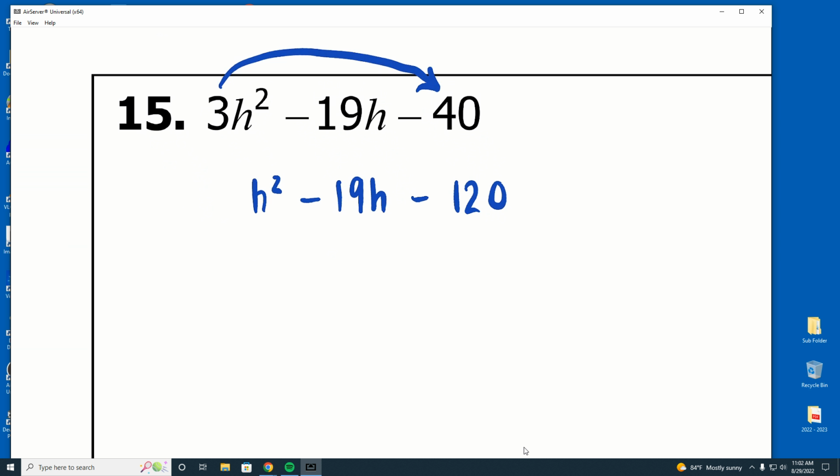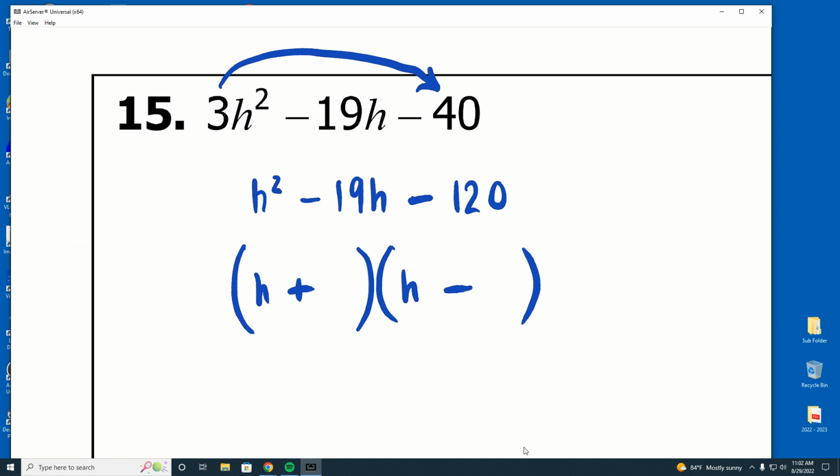Now we can do an easy factor. What times what gives me h squared? H times h. What times what gives me a negative? A plus and a minus. So we're looking for the two numbers that do what? Multiply to get negative 120, but have a difference of 19. Right? Multiply to get 120, have a difference of 19.